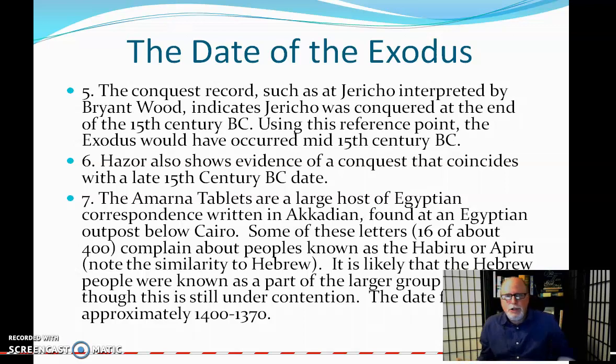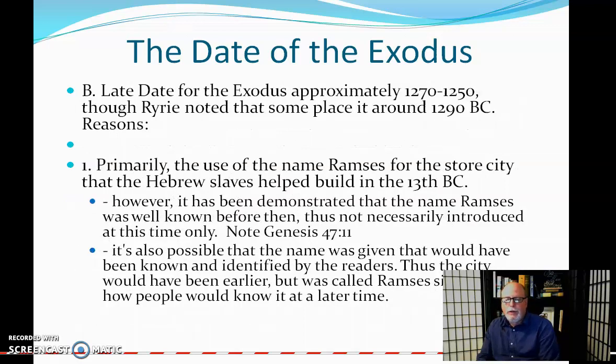Conquest records, such as at Jericho, seem to indicate clearly that we're looking at the end of the 15th century for the conquest. Hazor shows evidence of a conquest at that same time, one of the cities that was conquered. The Amarna tablets also give us some indication that there are a group of people known as the Habiru or Apiru, note the similarity to Hebrew, that were existing in Israel at the time that would be appropriate for this.